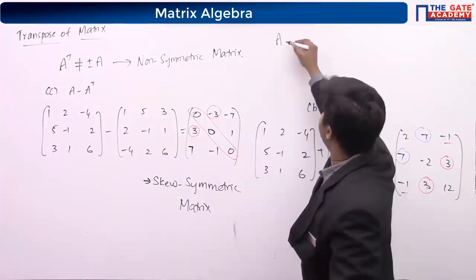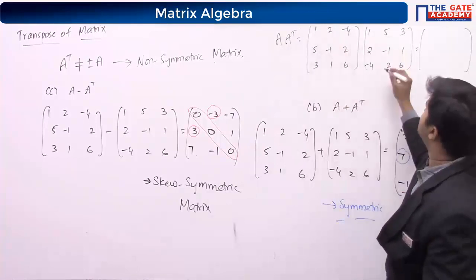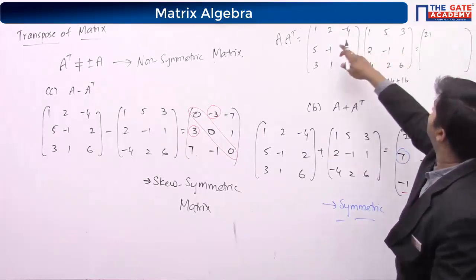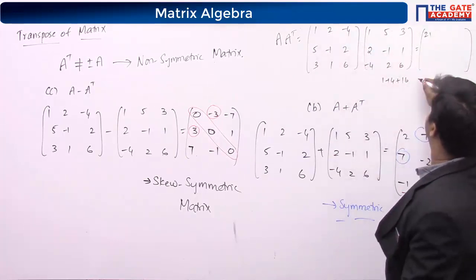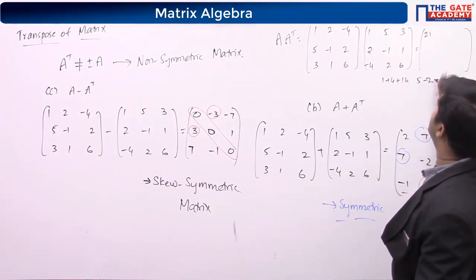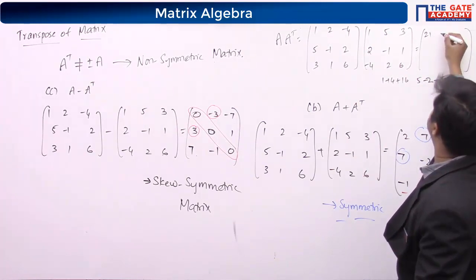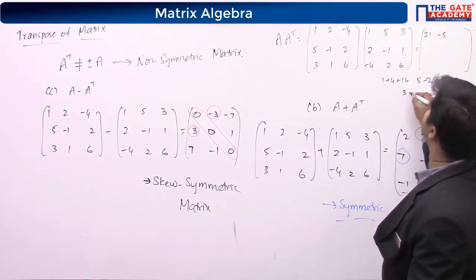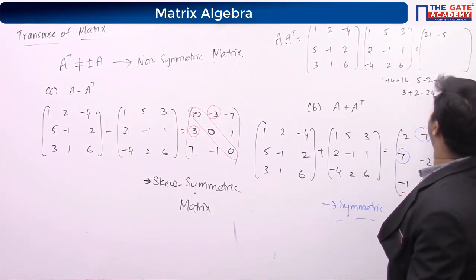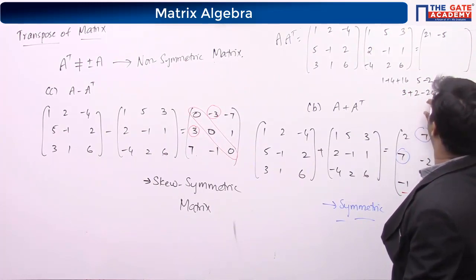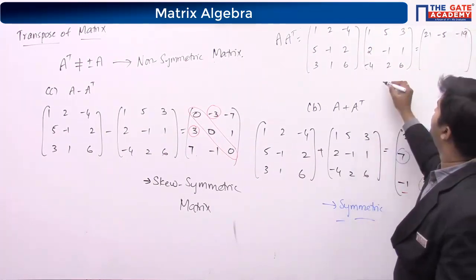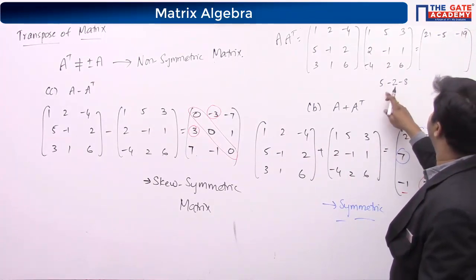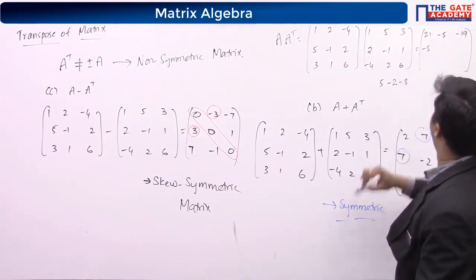A multiplied by A transpose. So here it is 1 plus 4 plus 16. It's going to be 21 here. And then it is going to be 5 minus 2 minus 8, which is minus 5. And then we are going to have 3 plus 2 minus 24, so it is going to be minus 19 here. And then I'll have 5 minus 2 minus 8, which is minus 5.